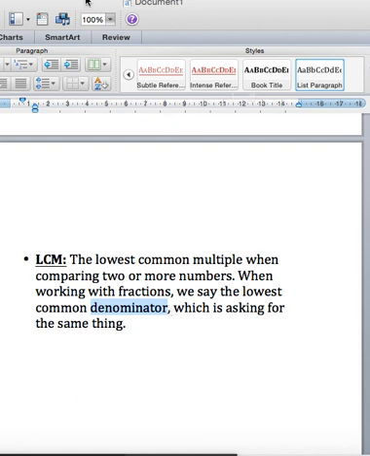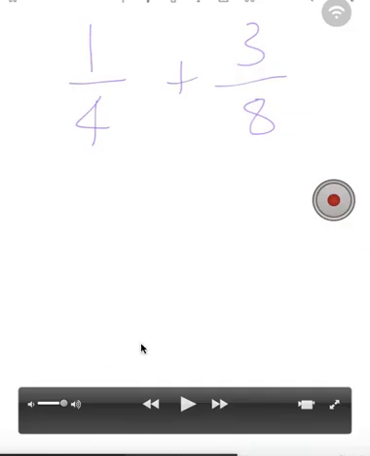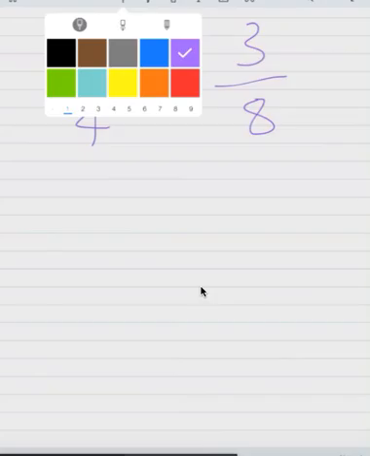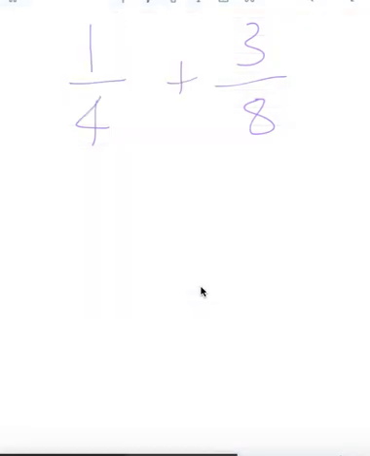Let's do an example. Now, write this fraction down. Okay. And if you have to add this, we know we have to have the same denominators when adding fractions. So we try and find the lowest common denominator. But instead of saying that, I'm going to say, what is the lowest common multiple of 4 and 8? So I'm going to take the 4 and the 8 and work with them.